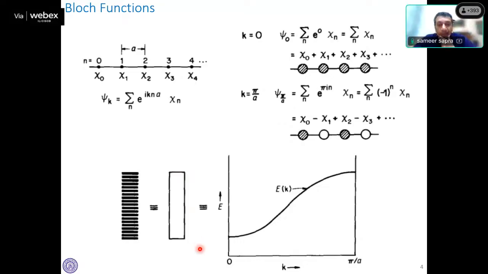Now you would like to depict a dispersion. So energy at k equal to 0 is the lowest energy. Energy at k equal to pi by a is the highest energy.